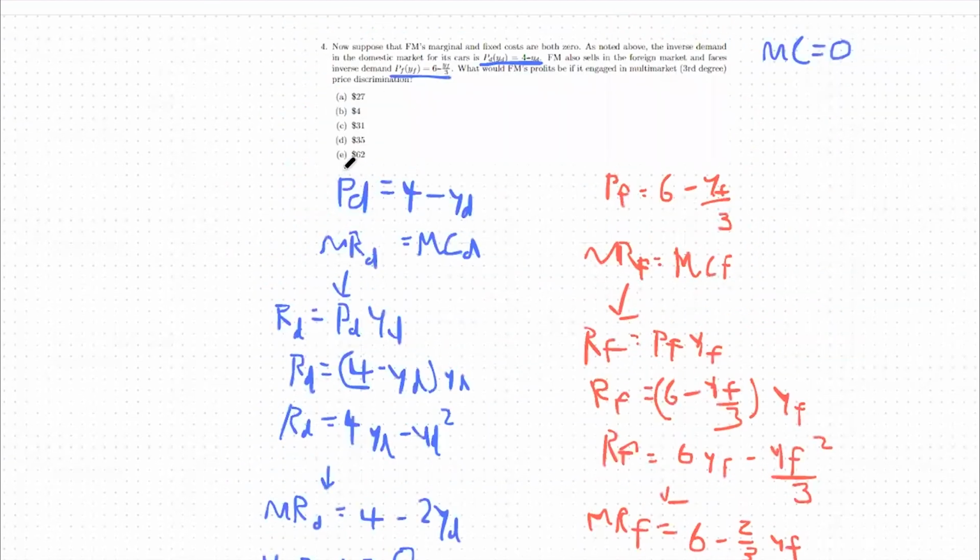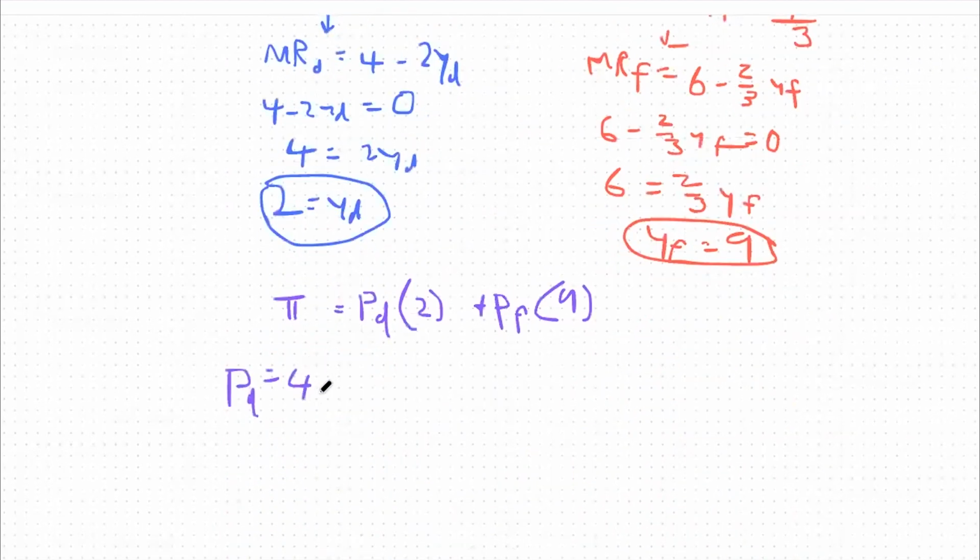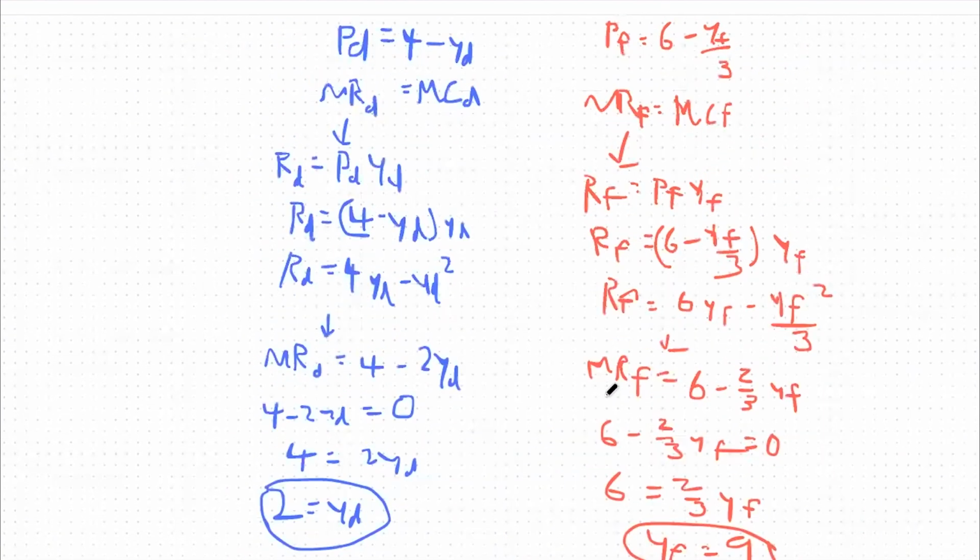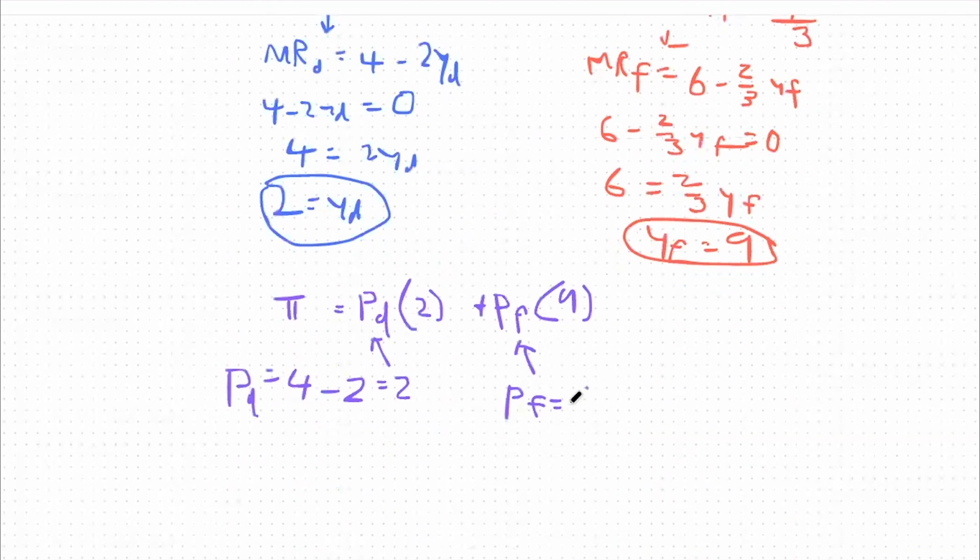To find our price in the domestic market, we're going to plug in our answer from here into our price function. So our price function is 4 minus our quantity, which is 2 here. So we're going to be selling at a price of 2. And then here, we're going to do the same thing. Our price in the foreign market is going to be 6 minus our quantity over 3. We found our quantity to be, in this case, 9. So we can say 9 over 3, which is just 3. So our price in the foreign market will be 3.